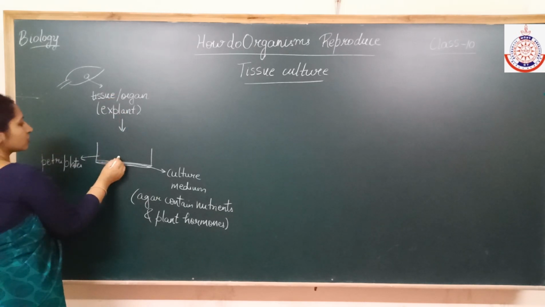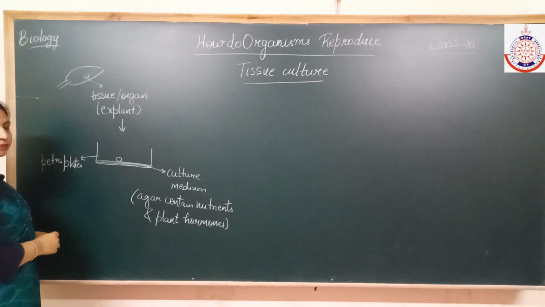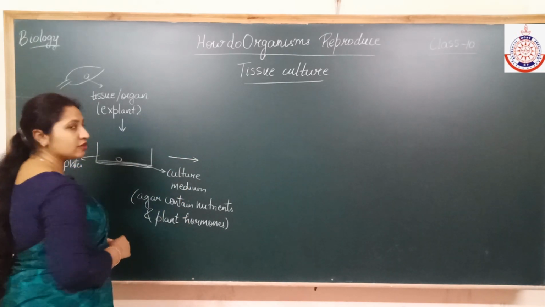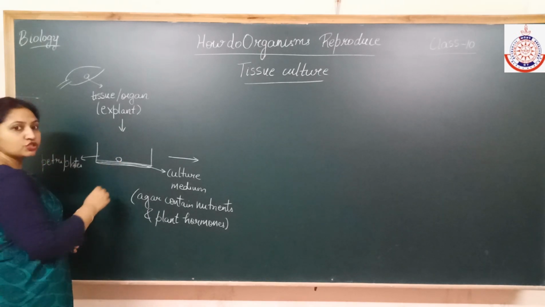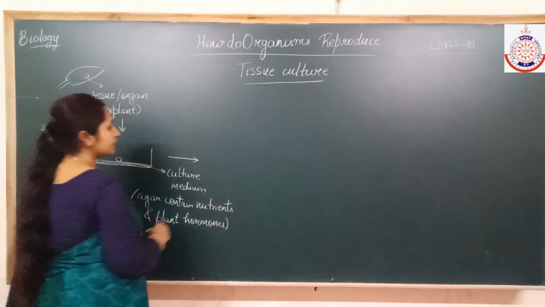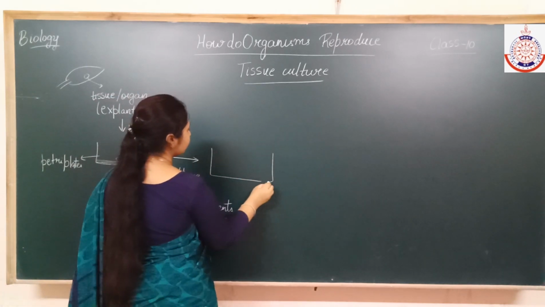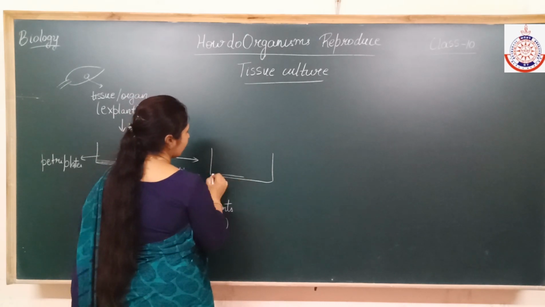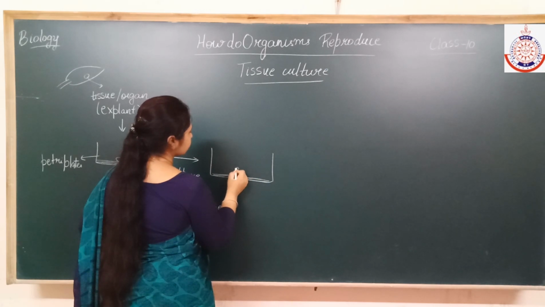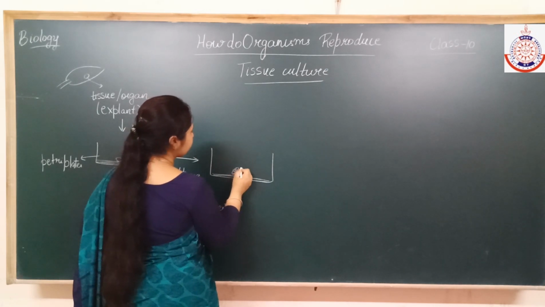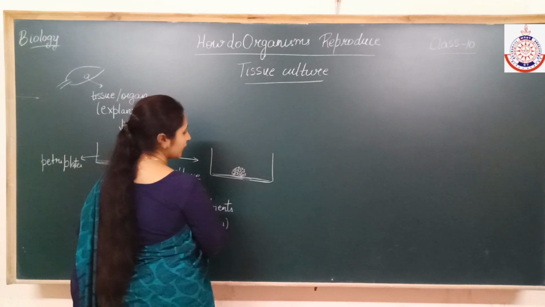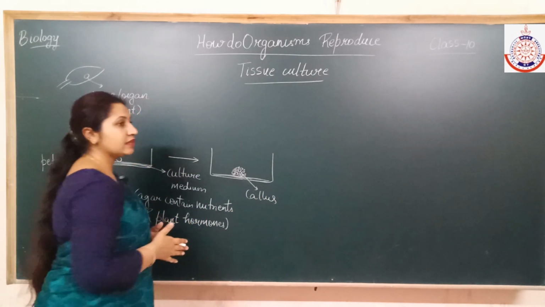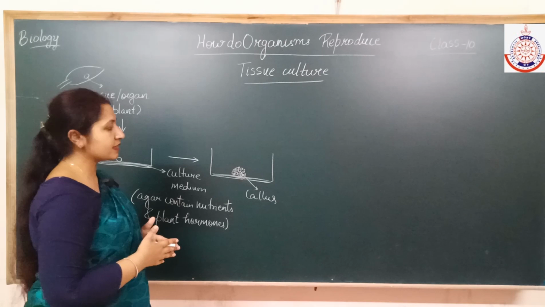Now this tissue or organ we have to place in the culture media. Now what happens? By using the nutrients and the plant hormones, this tissue having the cells will divide rapidly and form a lump of cells, which are unorganized. Okay, and these are known as callus. As the cells present in the explant divide rapidly, they form the callus. Callus contains the unorganized group of cells.